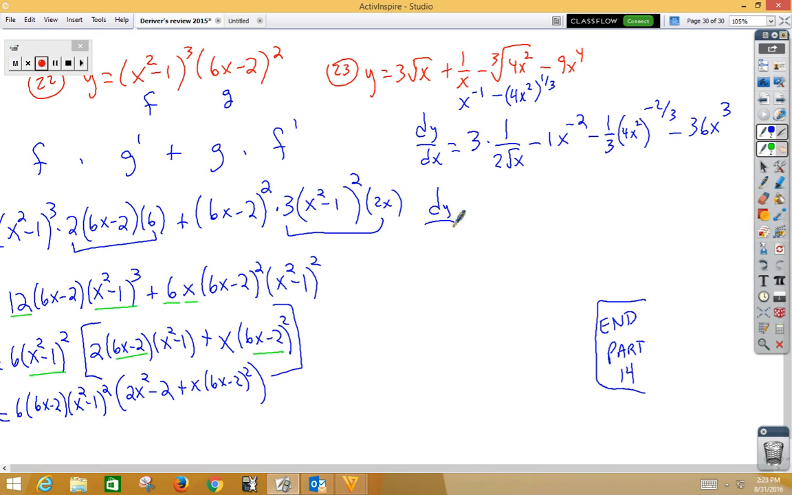Clean that up a little bit. dy dx is equal to 3 over 2 root x minus 1 over x squared minus 1 over the cube root of 4x squared squared minus 36x cubed.